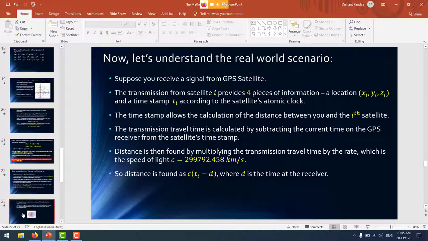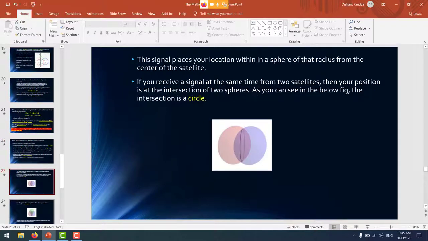Fine. Now, this signal places your location within a sphere of that radius from the center of the satellite. Okay, basically, if you receive a signal at the same time from two satellites, then you will have this kind of an intersection region of these two spheres. You can see in this figure, or you know that when you consider an intersection of two spheres, you will get a circle, okay, as your main region, I mean the output. So the intersection region here is a circle.